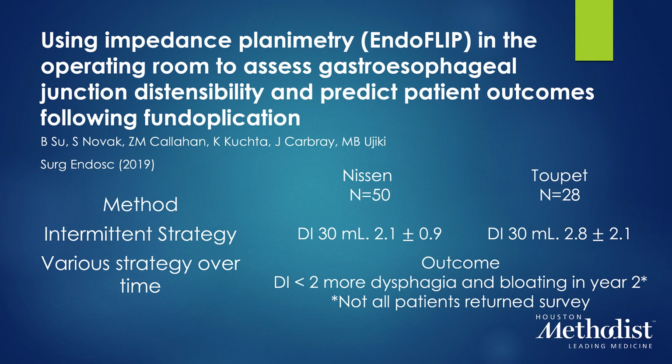Su et al. used the intermittent strategy with a bougie at times to create the fundoplication, and showed that the final DI was 2.8 in the toupe group and 2.1 in the Nissen group, and found that a DI less than 2 was associated with more dysphagia and ballooning at 2 years. Not all of the patients returned the survey at the 2-year point, and DI values were higher compared to the previous publication, possibly due to using an actual bougie during the fundoplication portion, which might have altered the final DI.